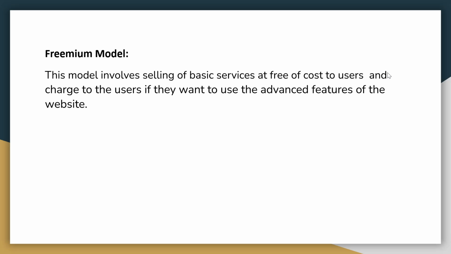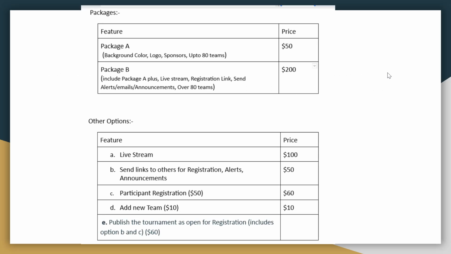So, we have decided to divide these special features for the purpose of revenue into some parts. The first one is package A, which involves four features, that is background color, logo, sponsors, adding up to 80 teams, which can be used by the tournament organizers while creating the tournament, and it costs only $50.